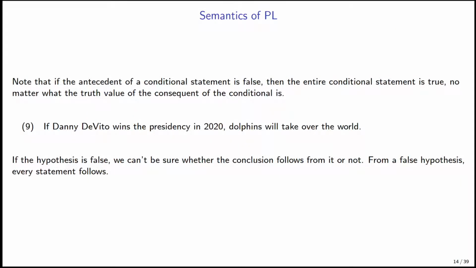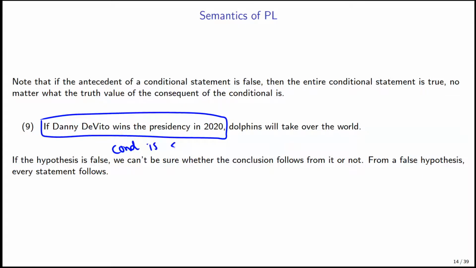And here's another slide just about that point about when the antecedent is false. When the antecedent is false, the entire conditional statement's true, and we don't care about the consequence. So even with this absurd example, if Danny DeVito wins the presidency in 2020, dolphins will take over the world. Okay, if this does not happen, the conditional is still true. So even if that's false, the conditional is still true, and that's because we can't test it. We can't see if we're lying or not. So that's how we can think about it in terms of being true overall, as long as that antecedent is false.